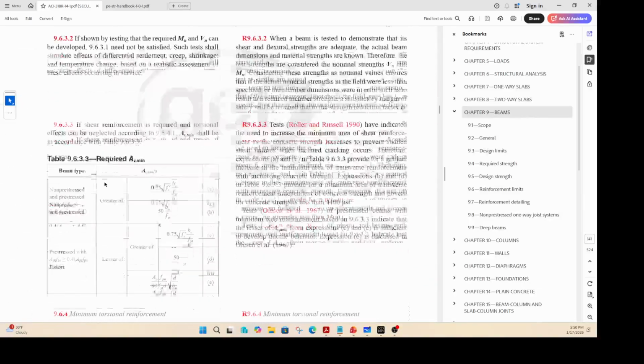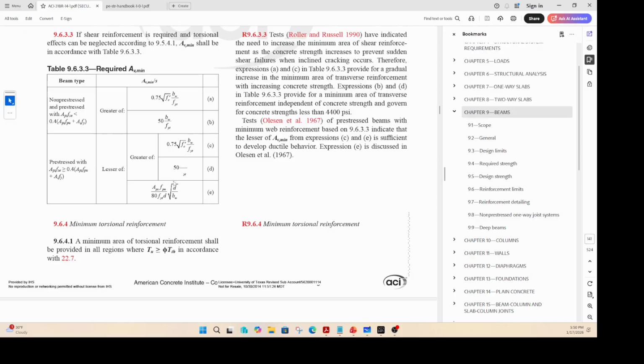And now let's get into, this is the most important thing, AV minimum. How do you calculate the minimum shear reinforcement that is required, right? So we are not talking about pre-stress. So forget about this part, because this is dedicatedly for pre-stress. This is pre-stress with some certain condition. We're talking about non-pre-stressed beam.